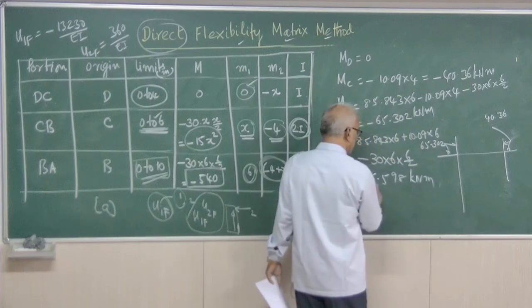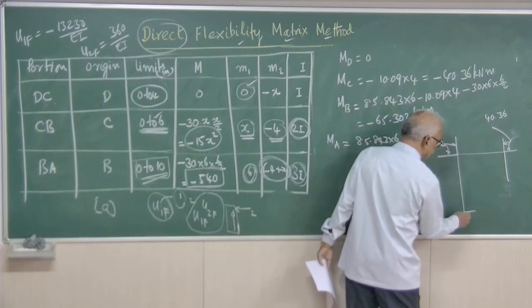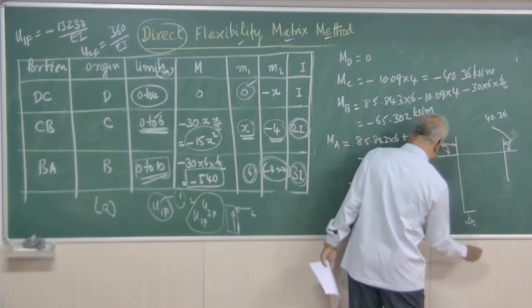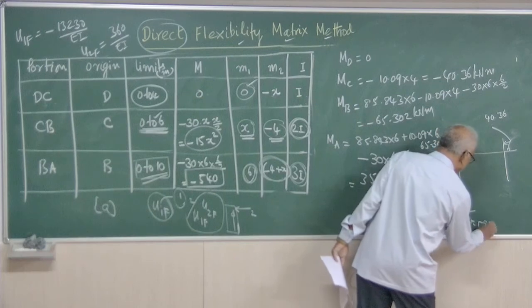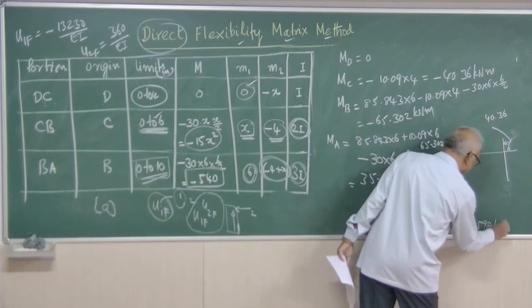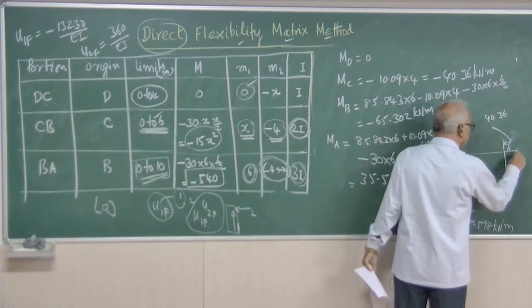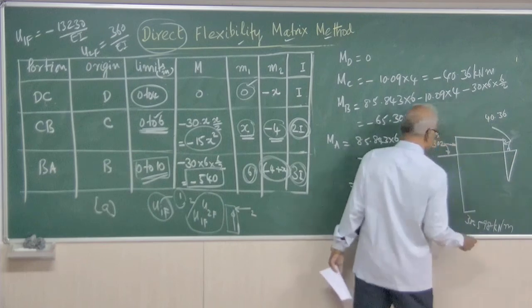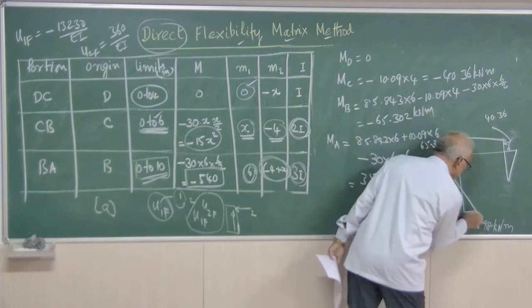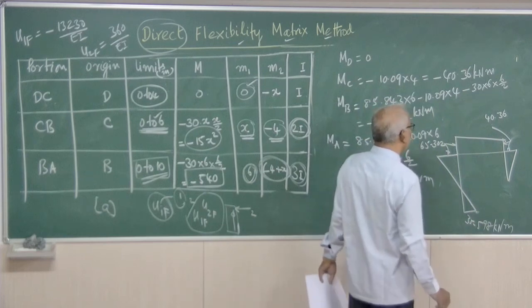At A it is plus. Plus means tension on the inside, 35.598 kilonewton meter. Therefore, the bending moment diagram will be like this. This is the support moment diagram.